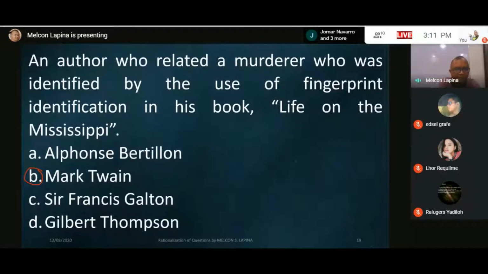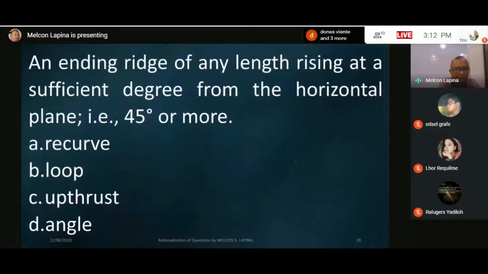Number 20. Unending ridge of any length rising at a sufficient degree from the horizontal plane. That is 45 degrees or more. Ito ang pinaka-word niya. Ang sinasabi dito, unending ridge. Isa lang na ridge. So, let us suppose meron tayong ganyan na formation, and then there is unending ridge.